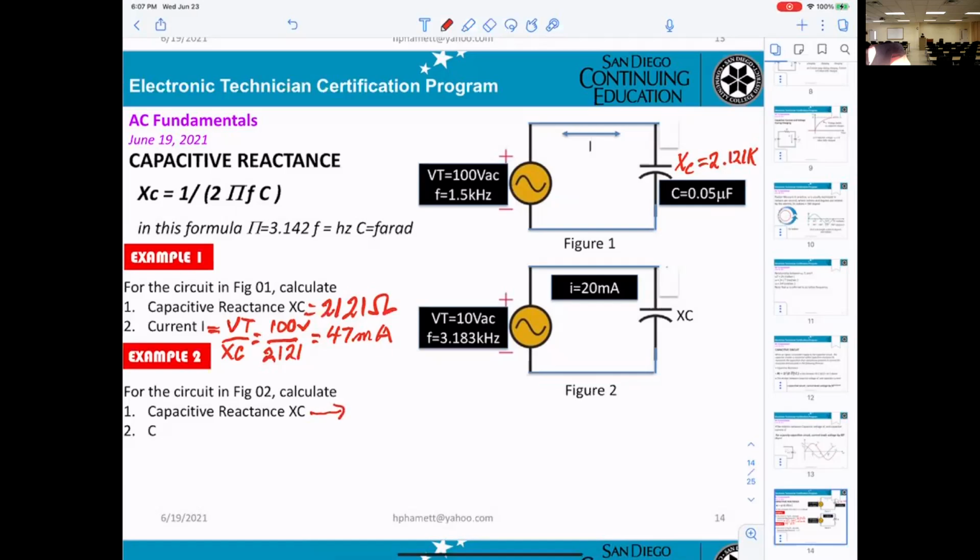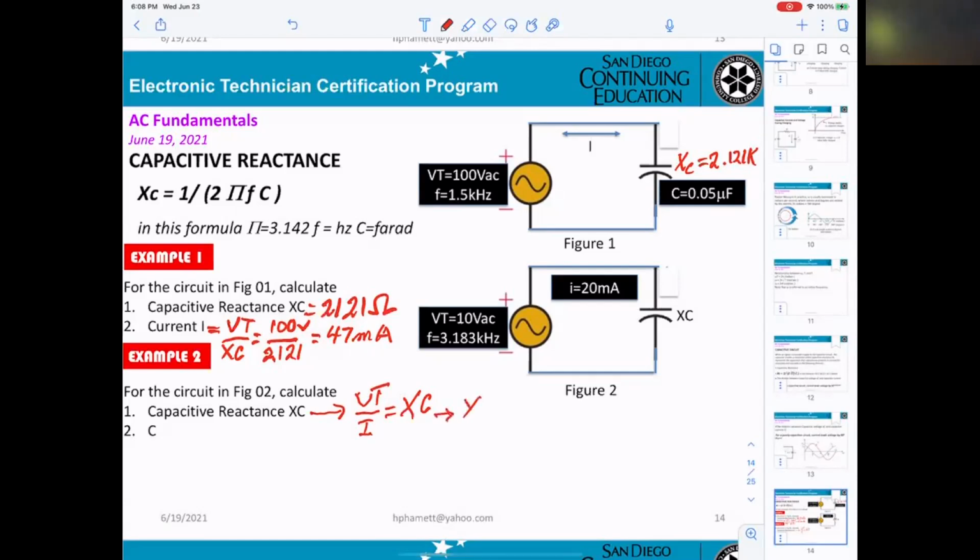So you understand, VT divided by I equals X sub C. Ohm's law, same thing. When they give you the resistance value in ohms, then just use Ohm's law. So what X sub C do you think you get?